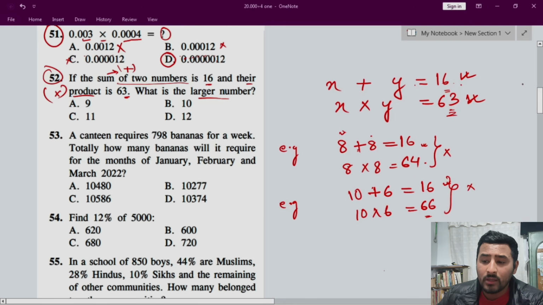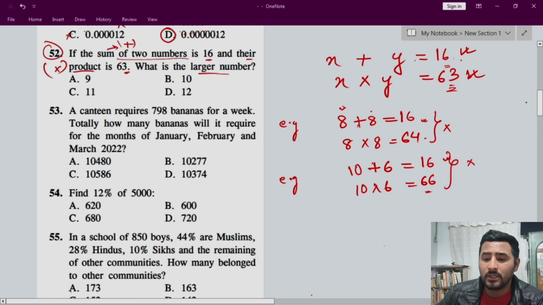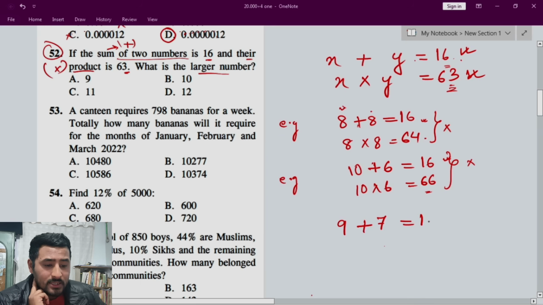Now let's check another number. Think of the numbers that will make 16 and 63. So let us take one number as 9, the other number as 7. You add these, you'll get 16. Then 9 into 7, if you multiply, is 63. So see here, you're getting 16 and 63 both.